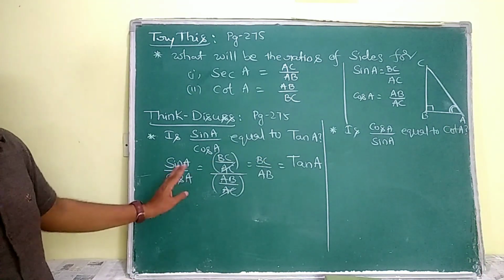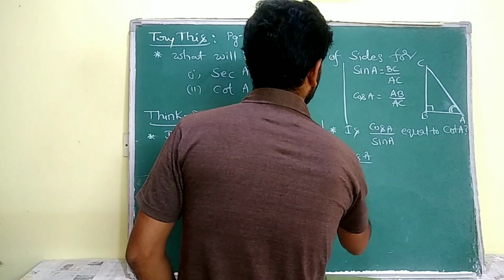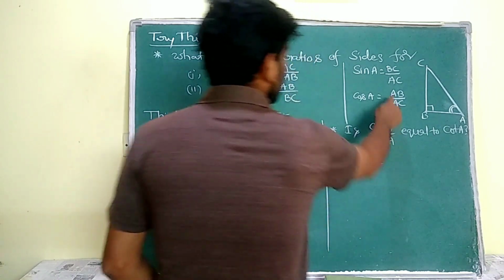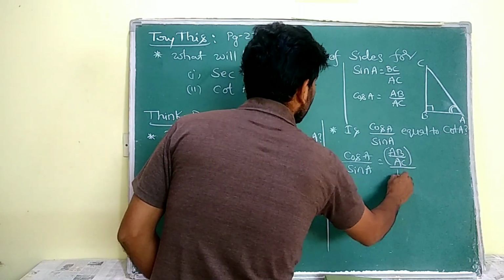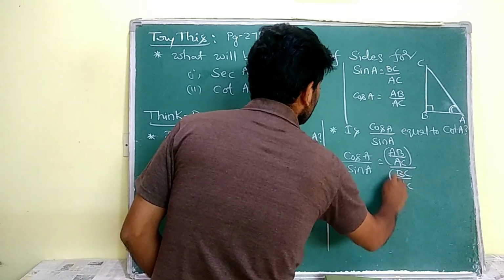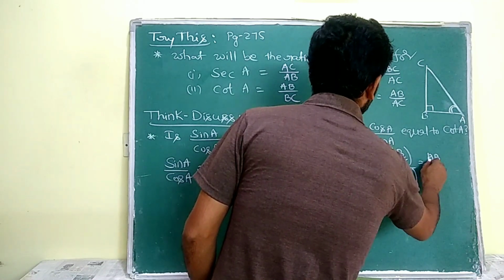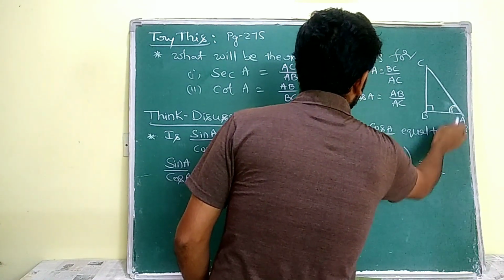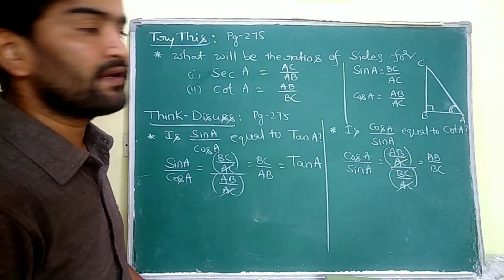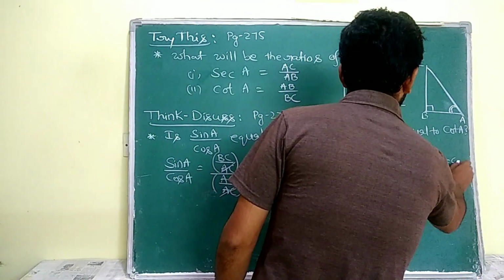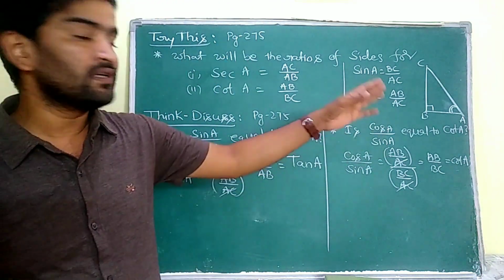Yes, it is right. Now here also we are going to write cos A by sin A. See, cos A means AB by AC. And sin A is BC by AC. Now AC and AC are going to be cancelled. Now the rest of the values are AB by BC. With respect to this angle A, AB by BC means adjacent side by opposite side to that A. That is nothing but cot A. So yes, it is right to say that cos A by sin A is equal to cot A.